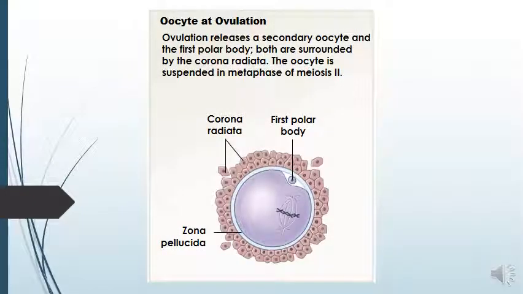If we look at the oocyte at ovulation, we can see that during the process of ovulation, a secondary oocyte and the first polar body are released, and both are surrounded by the corona radiata. The oocyte is suspended in metaphase of meiotic division number 2. So in this slide, you can see the first polar body, the corona radiata, and the zona pellucida.